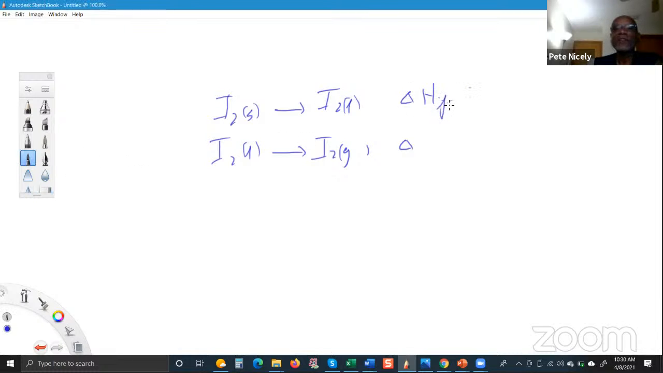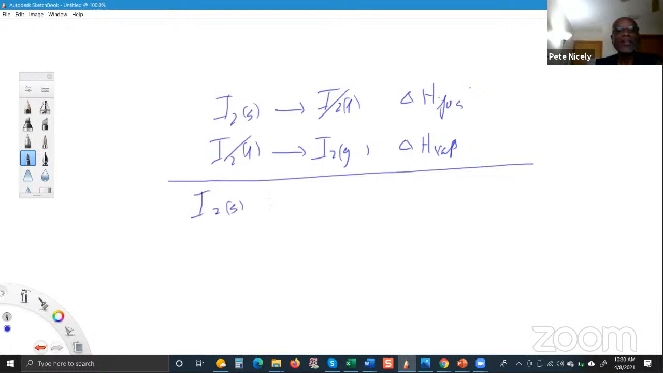So this is enthalpy of fusion. This is enthalpy of vaporization. So when you add these two equations, if you remember Hess's law, you cancel out the common items on both sides. So what are you left with in this case? I2 solid going to I2 gas, right?